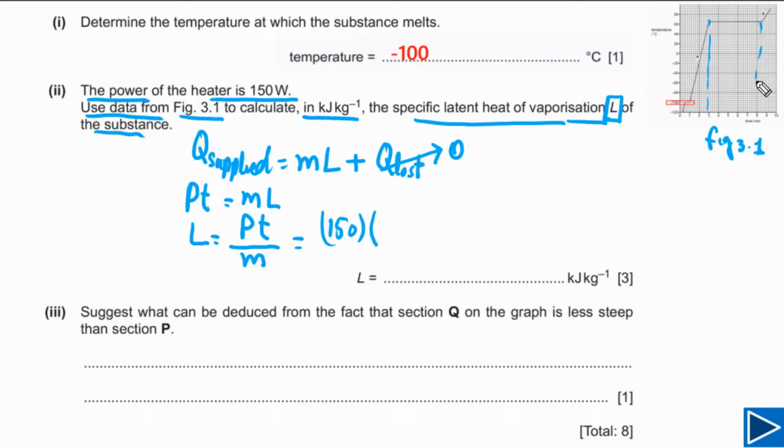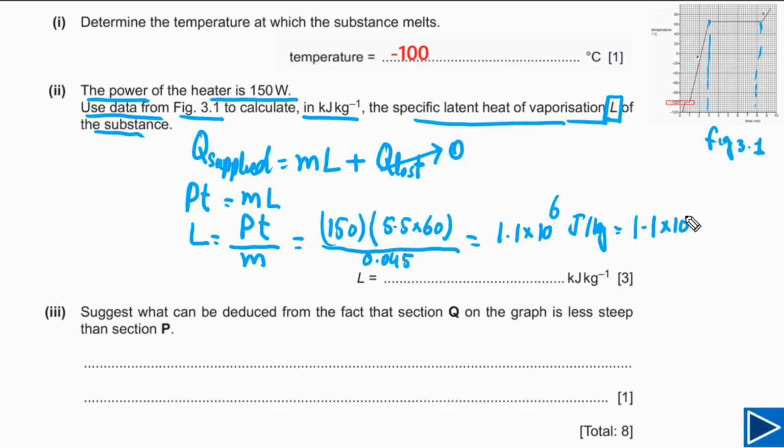If you read time from the x-axis, this is equal to 5.5 minutes, and you have to multiply this by 60 because you need to convert into SI unit, meaning seconds, and you need to divide by the mass of the substance. This is given in kg, so we can simply divide. Our final answer will be 1.1 times 10 to the 6 joules per kg. The question asks us to calculate in kilojoules, so this will be 1.1 times 10 to the 3 kilojoules per kg. So this is our final answer.